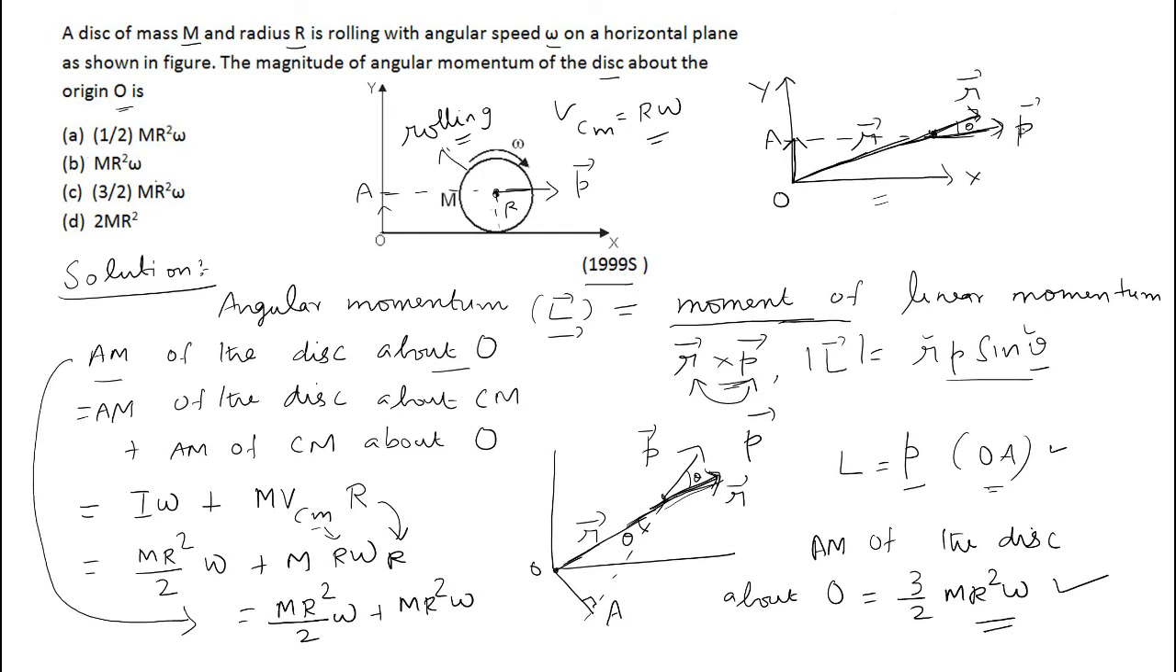Look at the options. Half mr squared omega, not correct, not correct, not correct. This is correct, 3 by 2 mr squared omega. So what is the main point you should know? If there is a rigid body and you want to find its angular momentum about the origin, find the angular momentum of the body about the center of mass plus the angular momentum of the center of mass about the origin. So I have justified here the perpendicular distance from the origin to the momentum vector, multiplied by the linear momentum. Is it clear? Thank you.